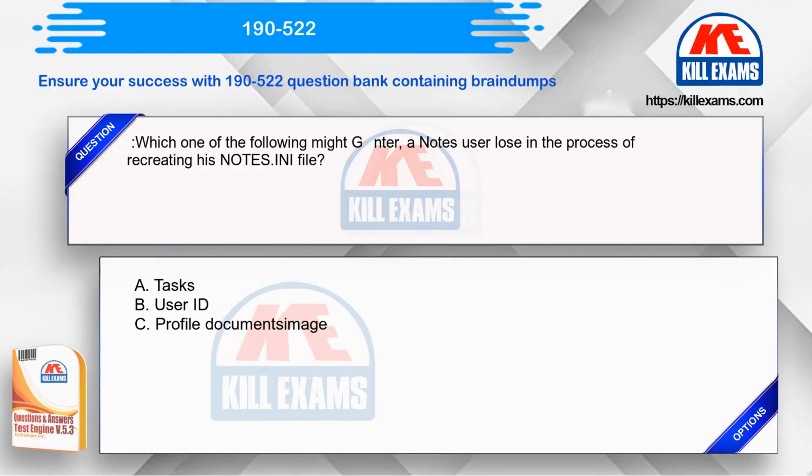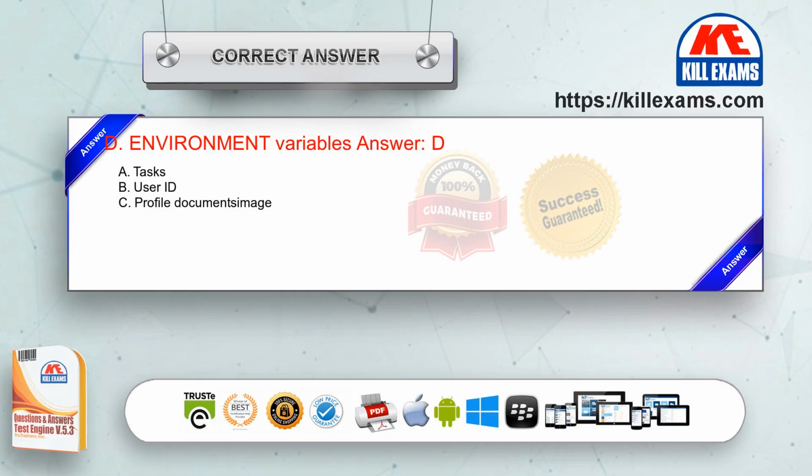Which one of the following might a Notes user lose in the process of recreating his notes.ini file? Option A. Tasks. Option B. User ID. Option C. Profile documents. Option D. Environment variables. The correct answer is option D.